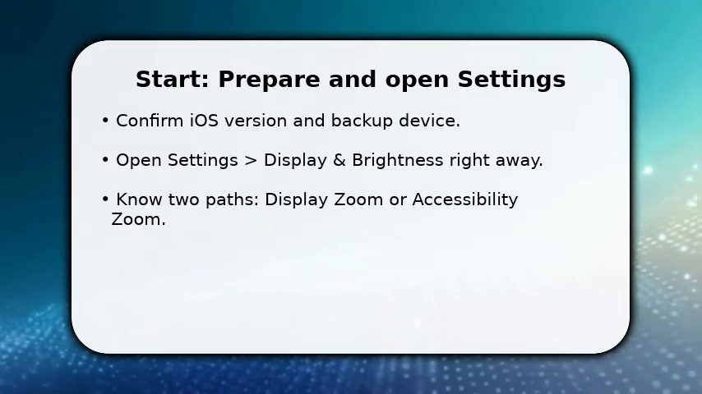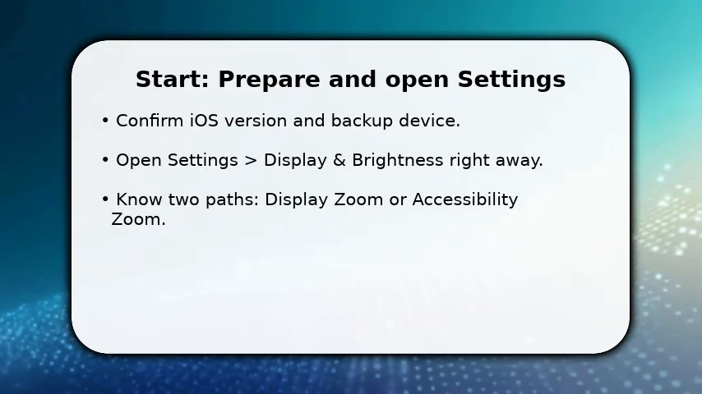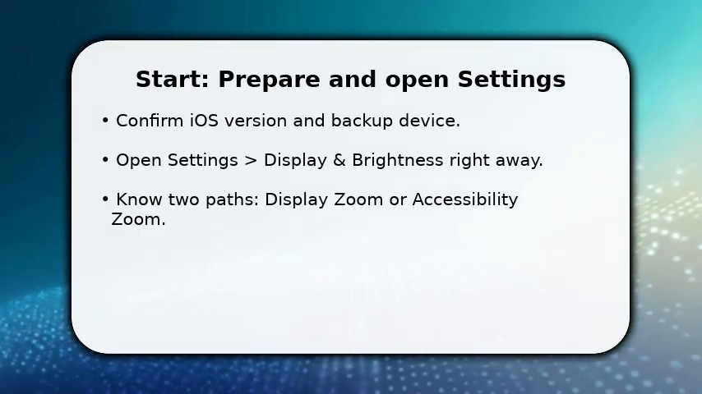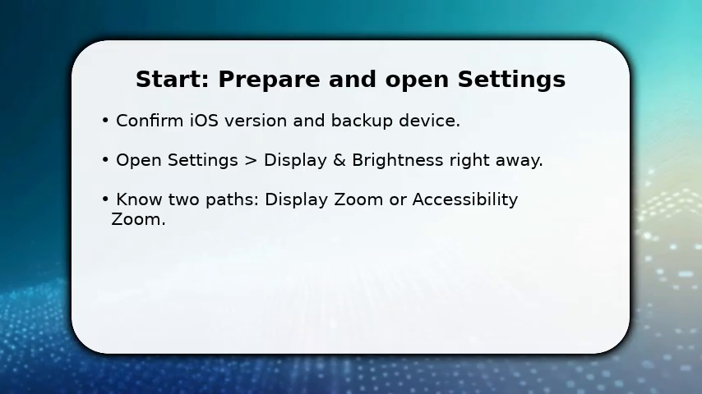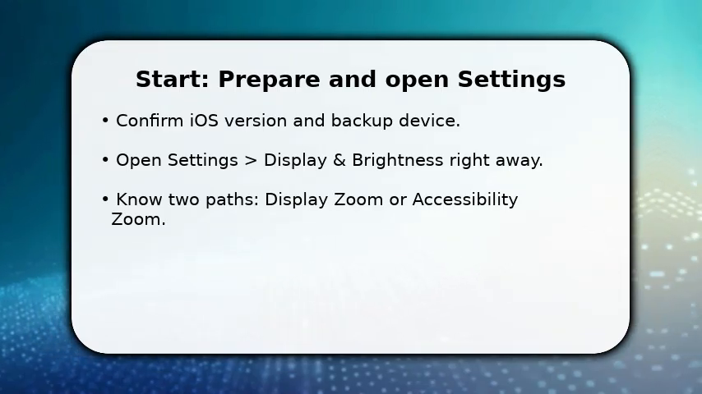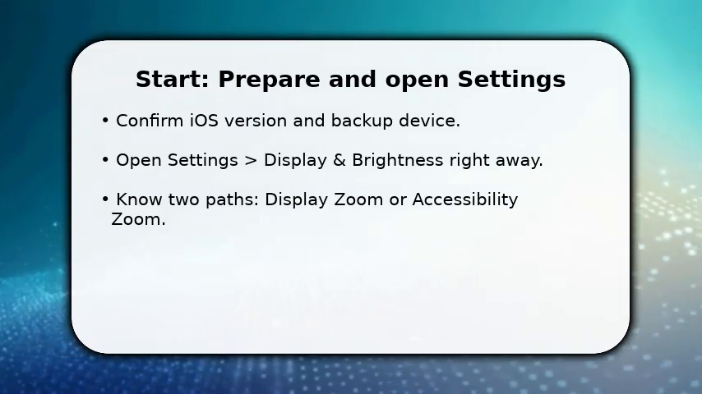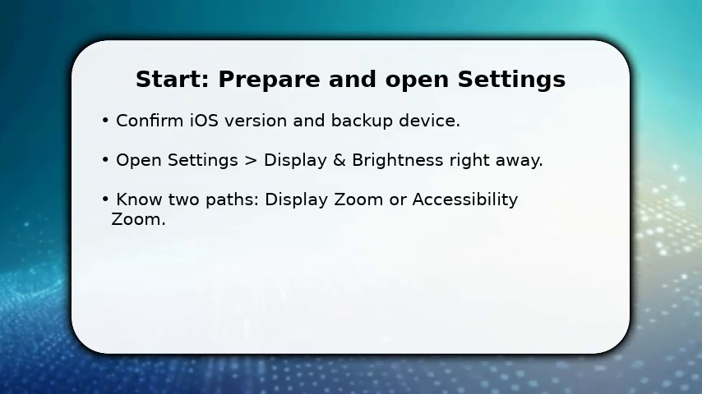You'll start by confirming your iPhone is updated and backed up. This prevents surprises. Once done, open Settings and tap Display and Brightness to access the native display options. Make sure you understand iOS limits.